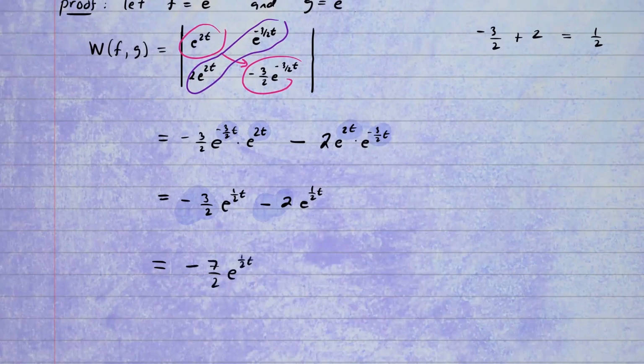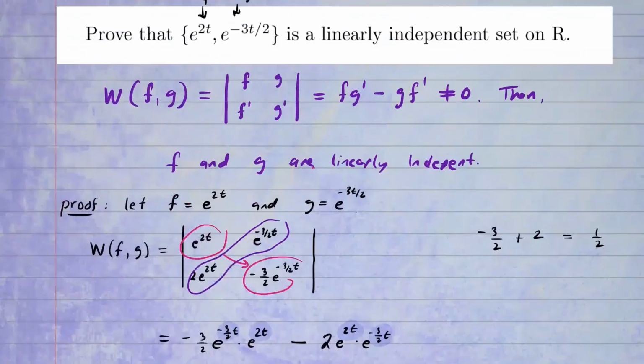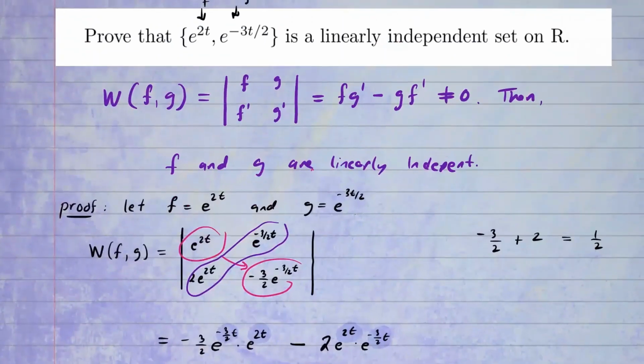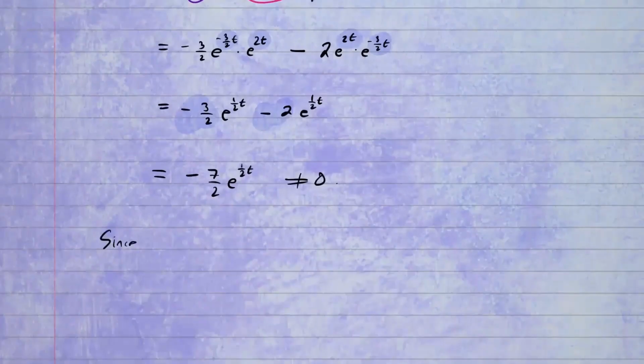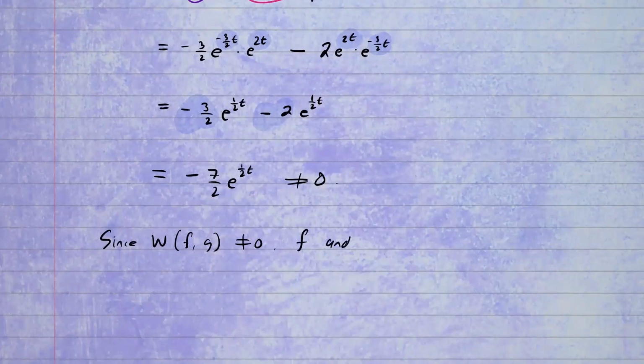There's a lot of algebra you'll encounter as you work through this problem. And now, this is not equal to 0. And so we conclude that this pair is a linearly independent set. Since the Wronskian of these two functions is non-zero, we can say that f and g are linearly independent on the entire real line.